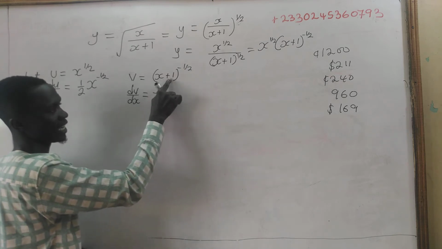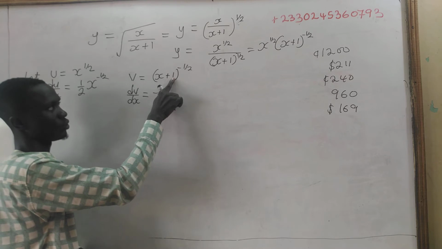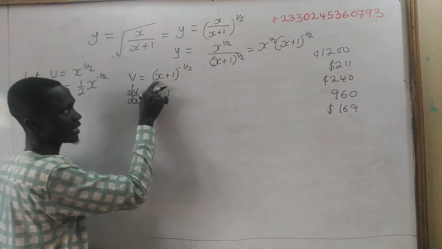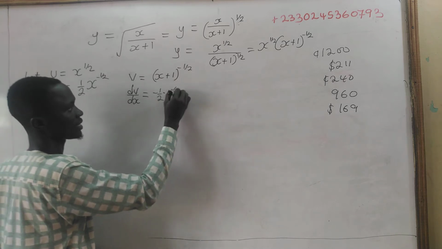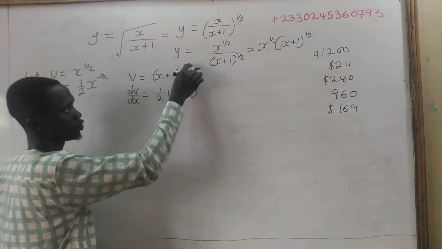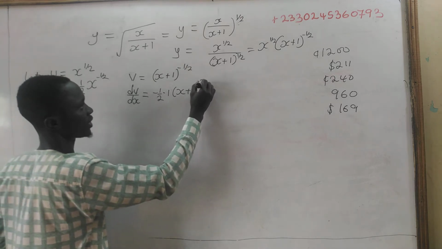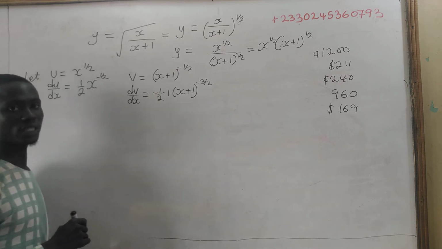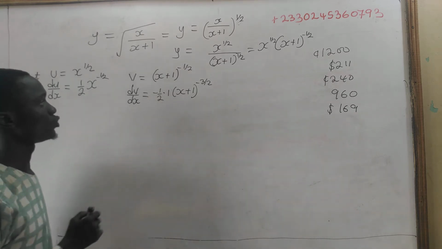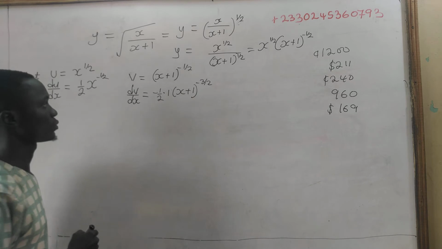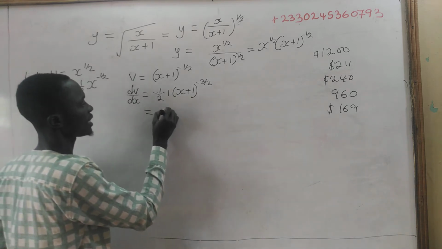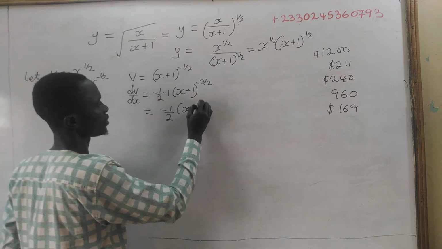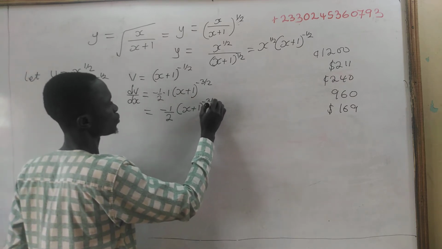We will differentiate the inner one. If we differentiate 1, it is 0. If we differentiate x, we get 1, so times 1. Then you multiply it by the inner expression, that is x plus 1. Then you subtract 1 from the power to get negative 3/2. I've said that if you have not watched my video on shortcuts of how to use the chain rule, just check the description for that video. And this will give me negative 1/2 times (x+1) to the power negative 3/2.